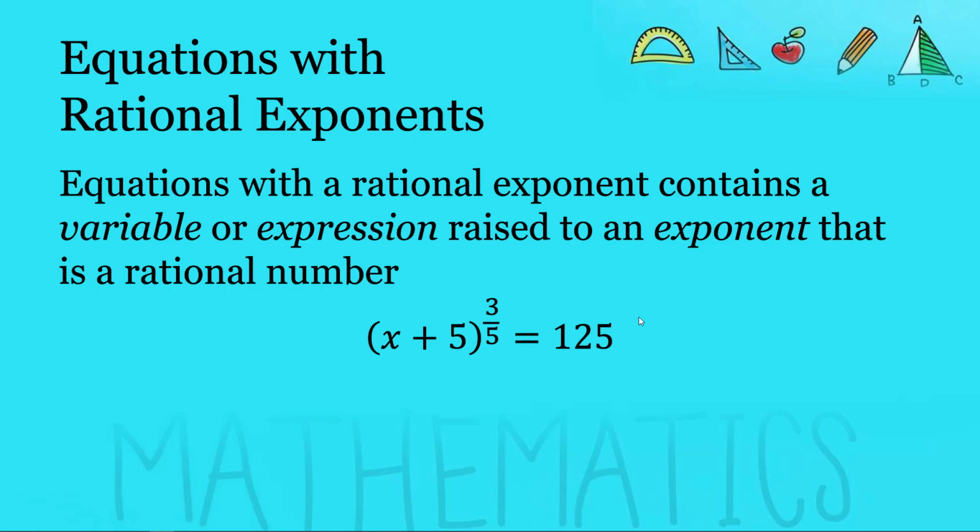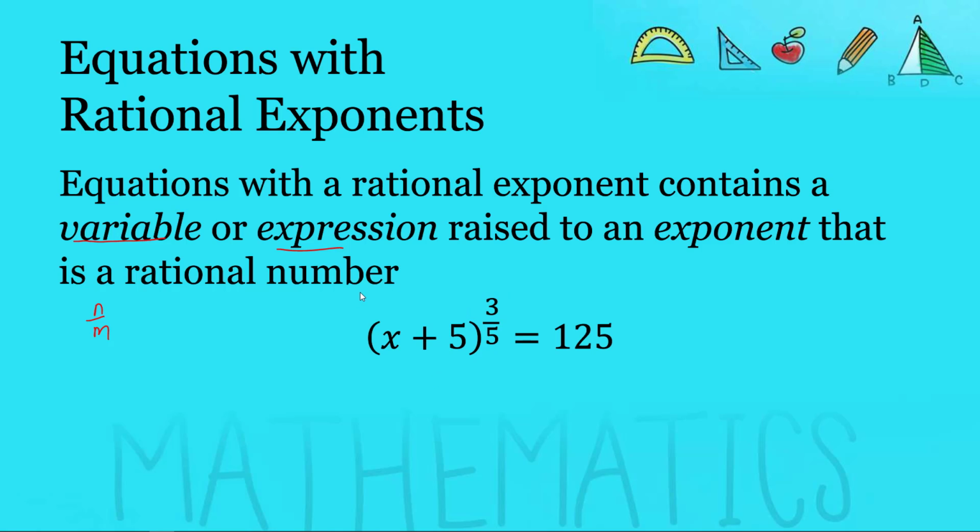Now the next collection of problems that we are going to have are problems with rational exponents. And how do you deal with something like this? Well, essentially what you're going to want to do is notice how this is raised to the 3/5 power. Once again, a rational exponent is a variable or an expression that is raised to an exponent that is a rational number, a ratio of two integers. And once again, here is an example.